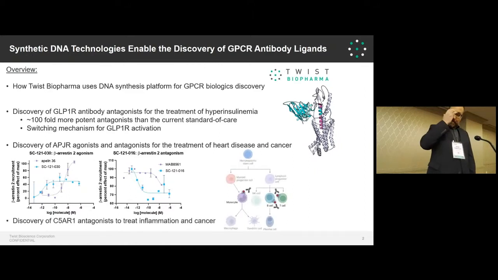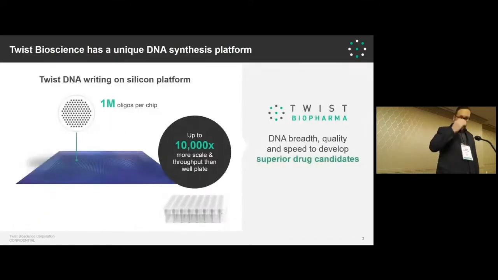And the third story is about the C5A receptor. We have a really cool story here where we look at biased agonism of the receptor and take it all the way to primary immune cells.